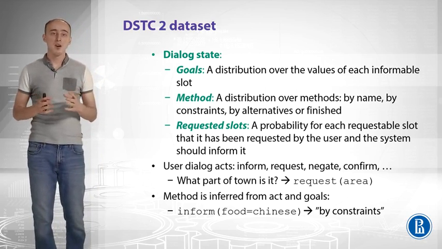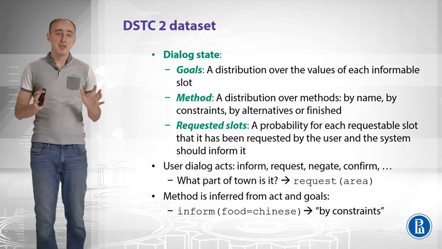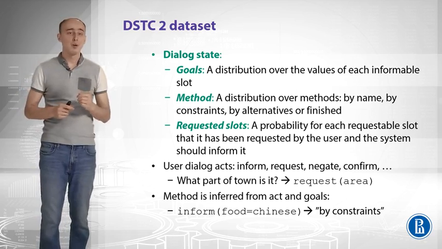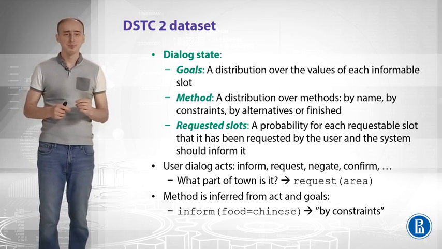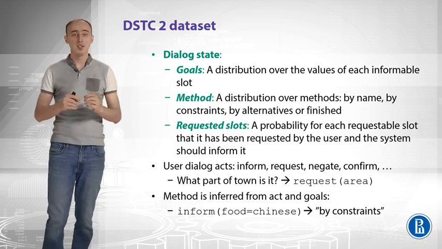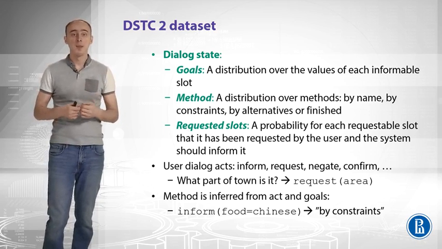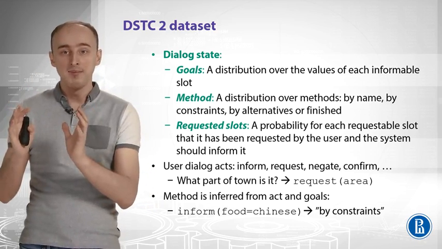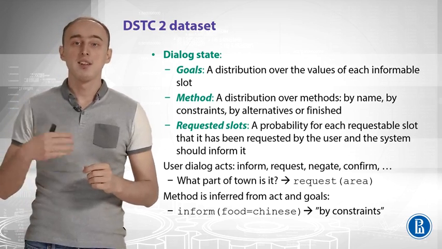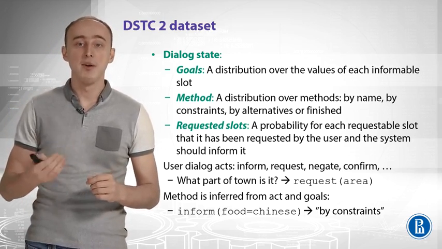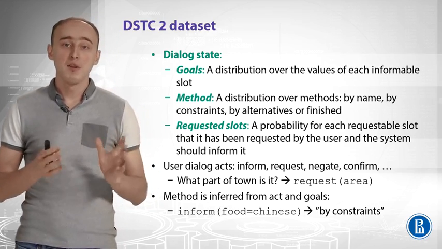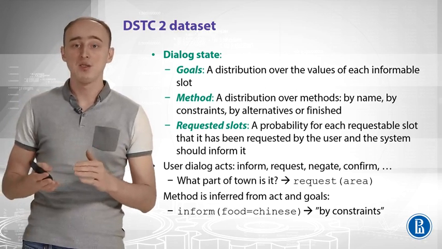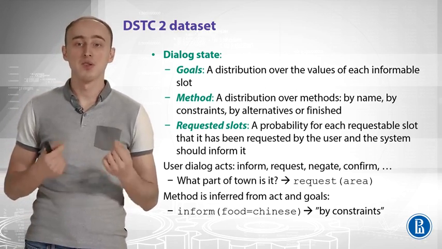The dataset was marked up in terms of user dialog acts and slots. An utterance like "what part of town is it" can become a request. This is an act that the user makes, and you can think of it as an intent. The area slot that is there tells us that the user actually wants to get the area. Then we can infer the method from the act and goals. If we have inform food Chinese, then it is clear that we need to search by constraints.